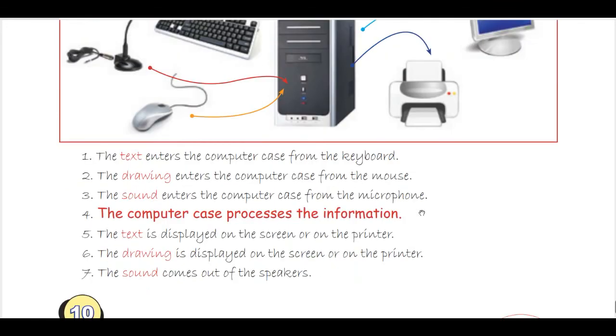After that, you have to read with them. The text enters the computer case from the keyboard, the drawing enters the computer case with the mouse, the sound from the microphone. After that, the computer case processes the information, the text is displayed on the screen, the drawing is displayed on the screen, and the sound comes out of the speakers.